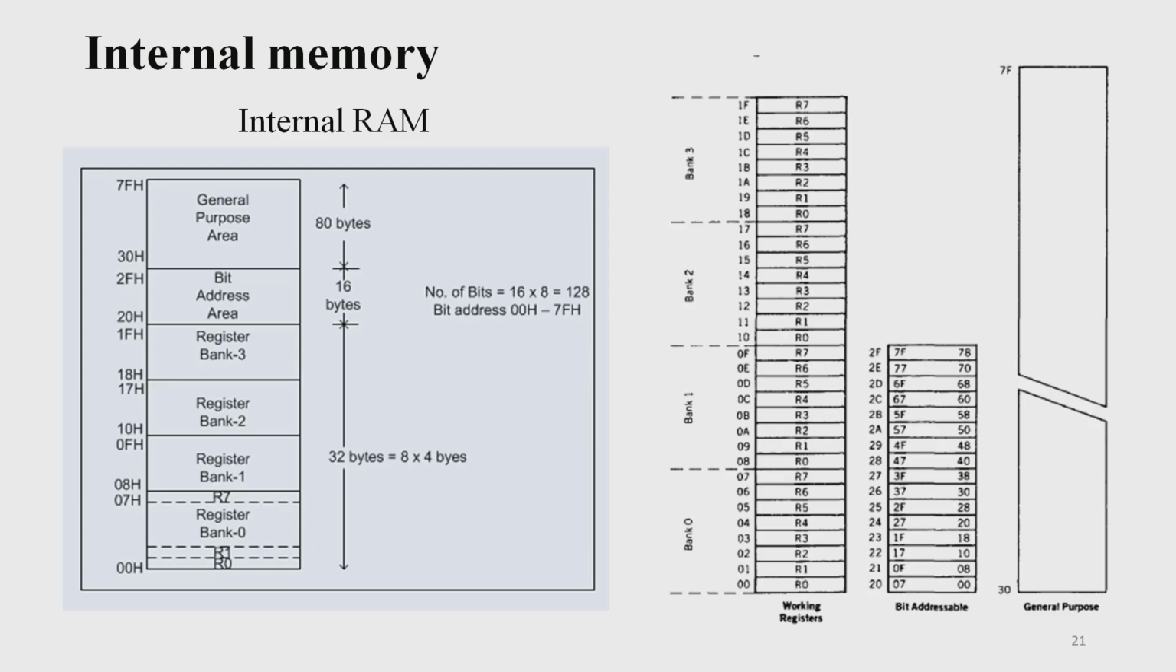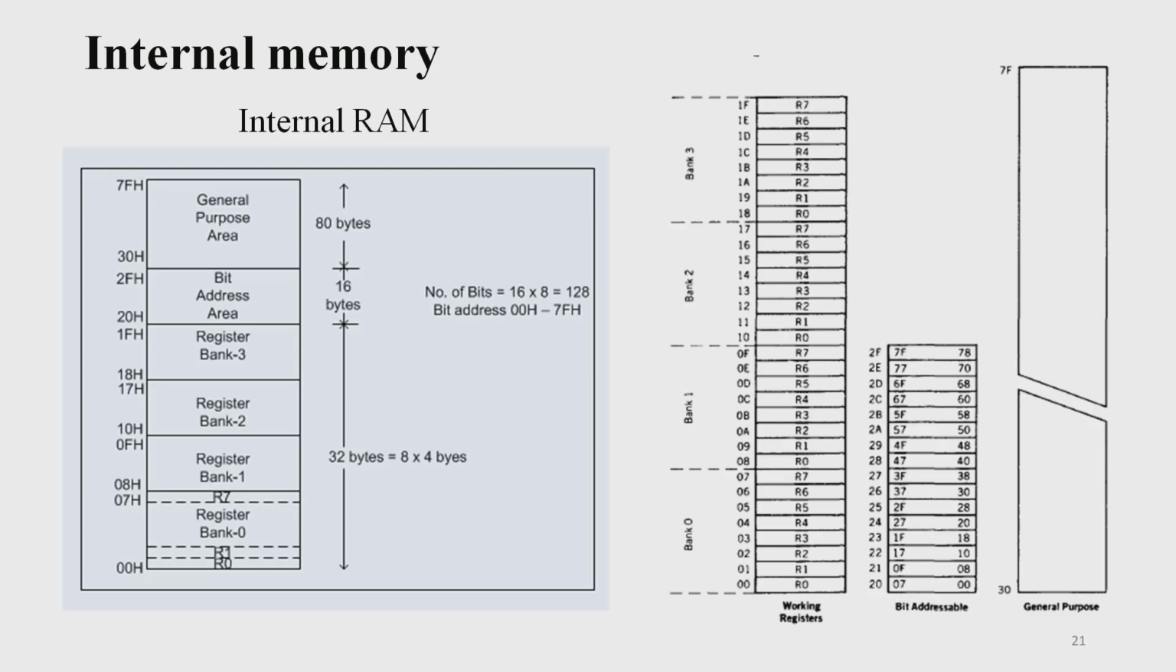The first distinguished area is the 4 register banks, and these can be considered as the working registers. Within each bank, we have 8 registers that can be addressed as R0 to R7. For bank 0, we have the specific locations R0 to R7, that is from 00 to 07. And for bank 1, the locations R0 to R7 can be addressed as 08 to 0F. And likewise for bank 2 and bank 3. So each bank consists of 8 working registers within the bank itself.